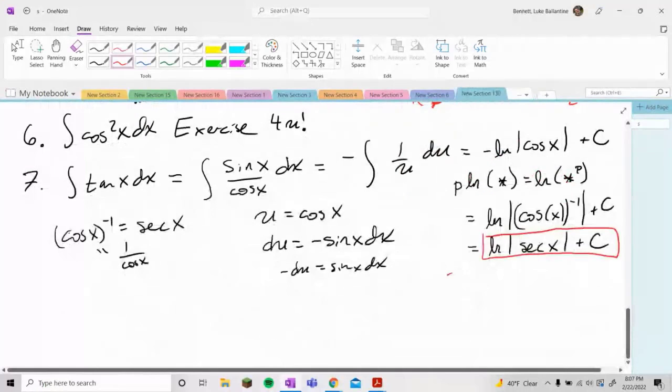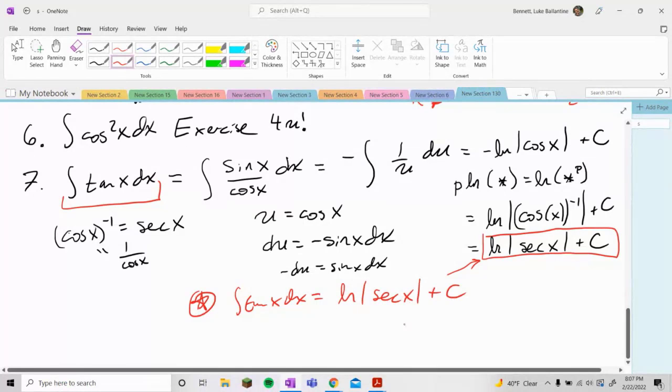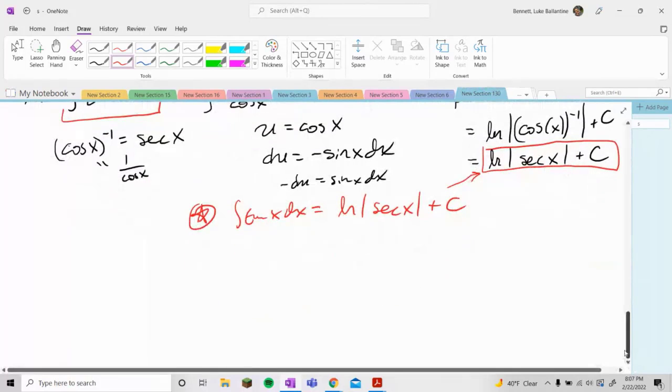I would put the simplified one. This is how it's written in most books, or like everywhere I've seen it. At this point, really just memorize it. You have the integral of tangent now. The integral of tangent x dx is always ln secant x plus c. So you can just memorize it. I have it memorized.